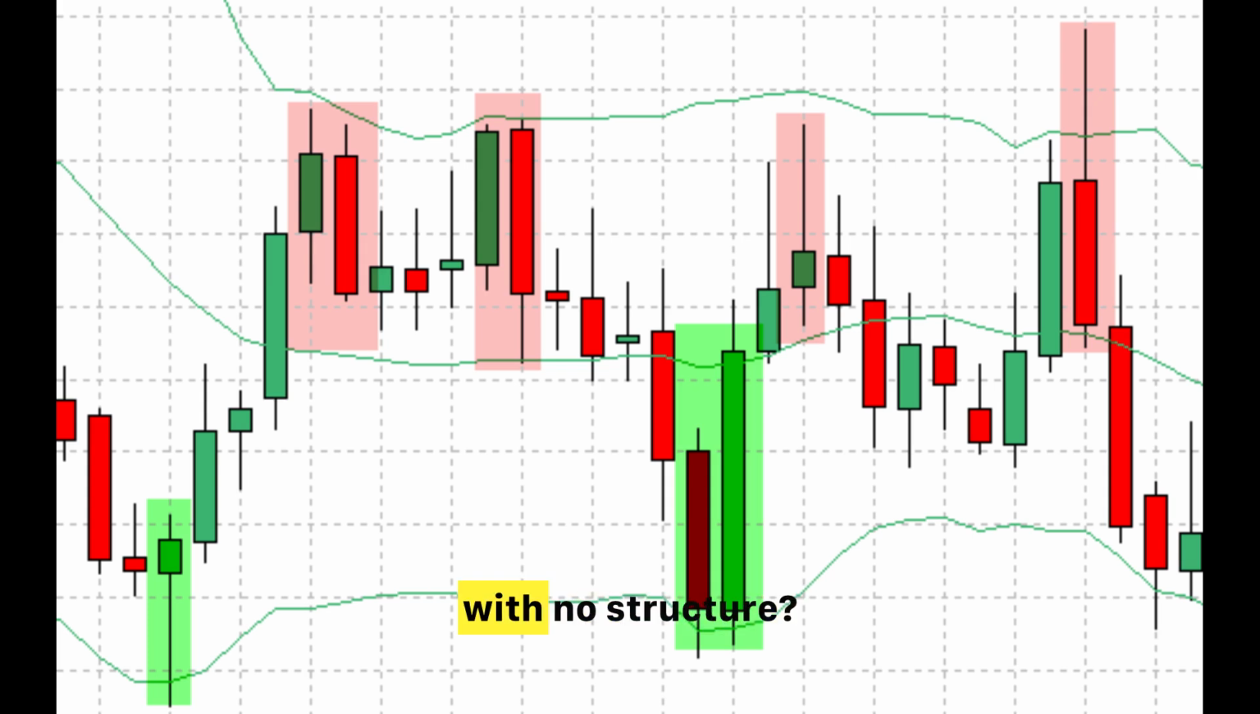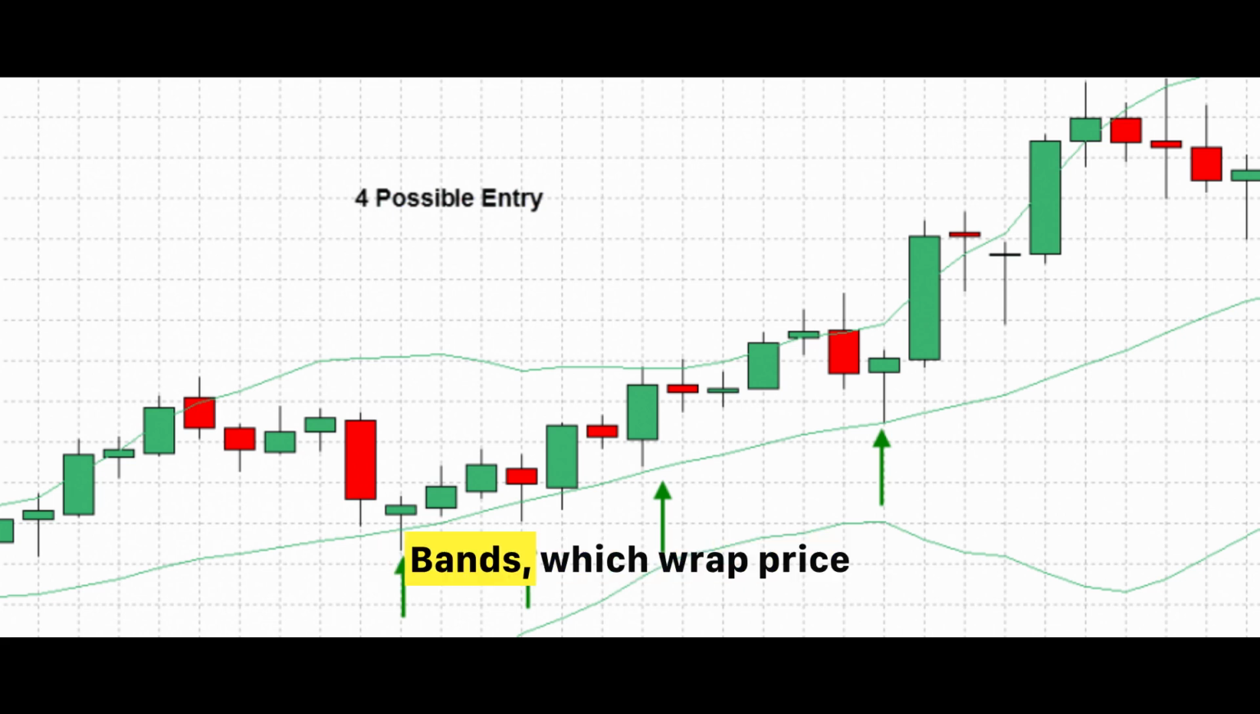Tired of chasing price with no structure? What if you could ride volatility like a pro using one classic indicator that shows range and trend together? This strategy uses Bollinger Bands, which wrap price in dynamic support and resistance levels based on volatility.